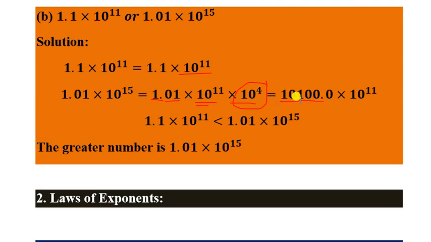See, it will come 10100. Ultimately 4 digits. This decimal will take 4 digits from here to here. 0100, then the decimal will come. Then 10 to the power 11. Is it clear how I converted? Just for 10 to the power 4 given, the decimal will take 4 digits.